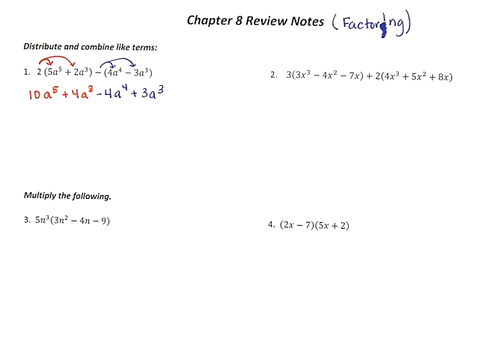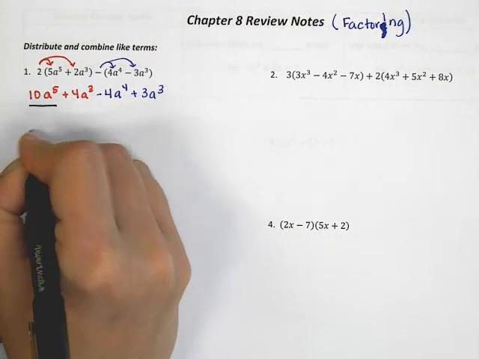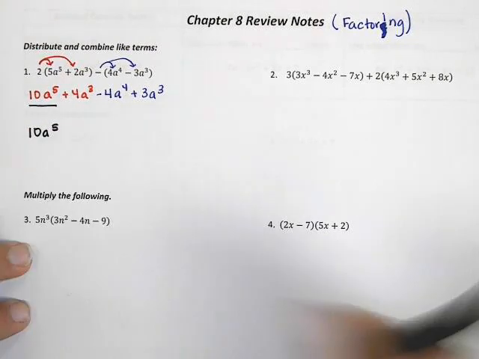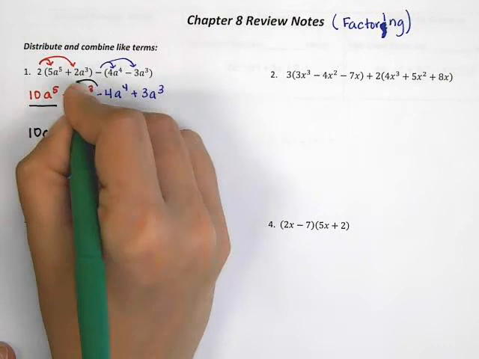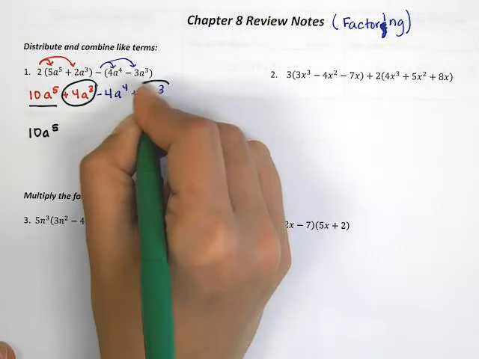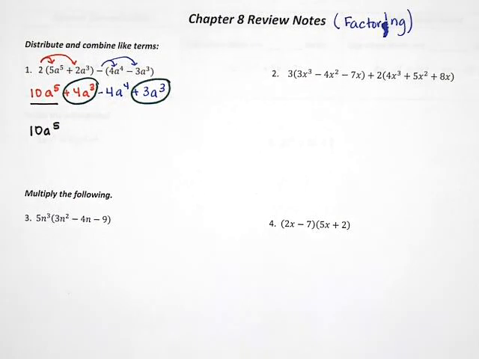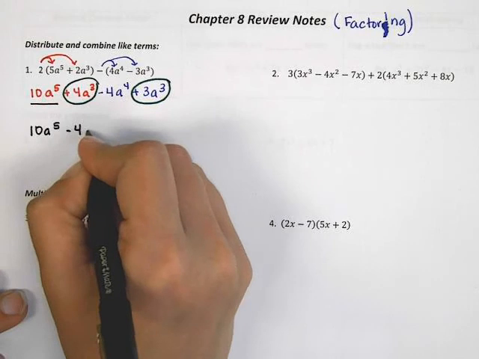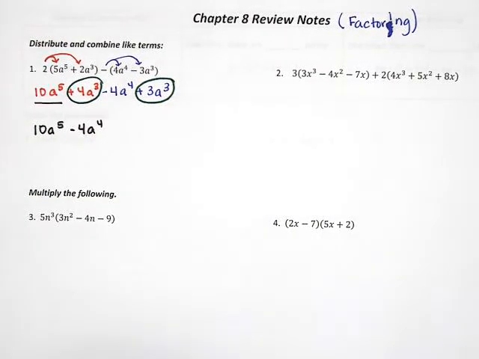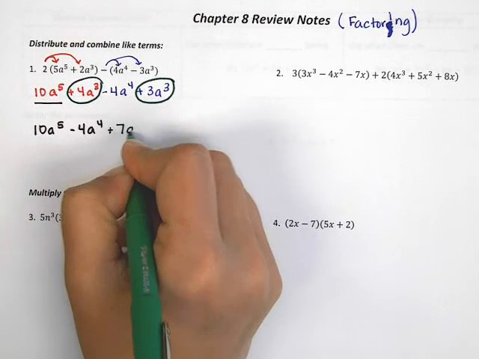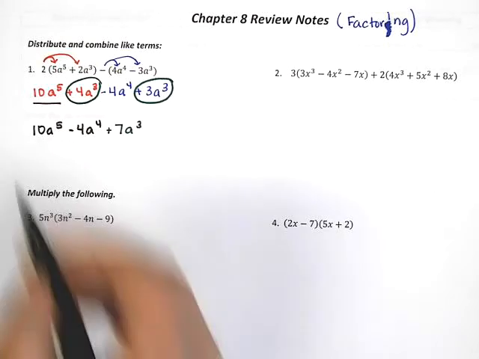Then I'm going to look for like terms. Like terms are terms that have the same variables and exponents. So in this problem, the 10a to the 5th does not have any like terms. But the 4a cubed and the 3a cubed would be like terms. Now I'm going to wait and write those down in a second because I want to make sure I'm in descending order. So next I would write down minus 4a to the 4th and then finally plus 7a to the 3rd. And that would be my final answer.